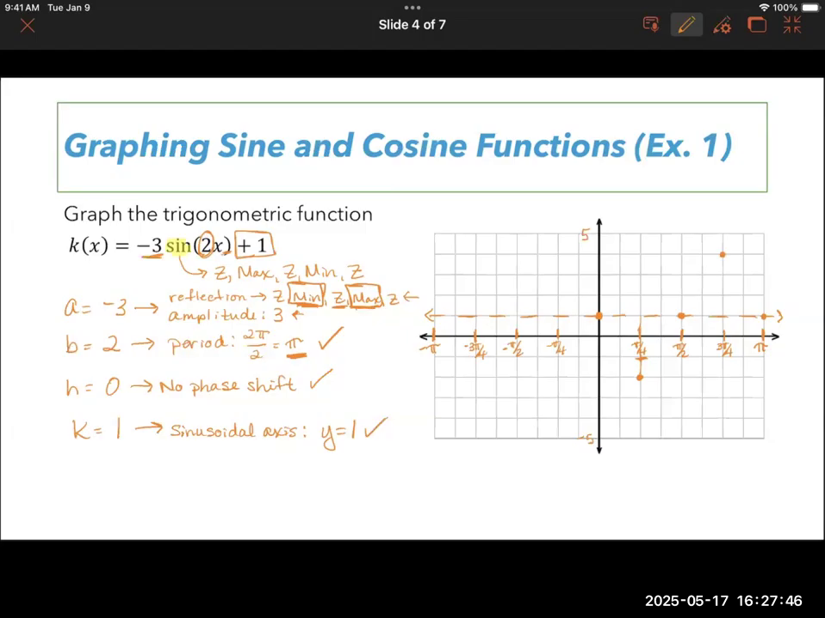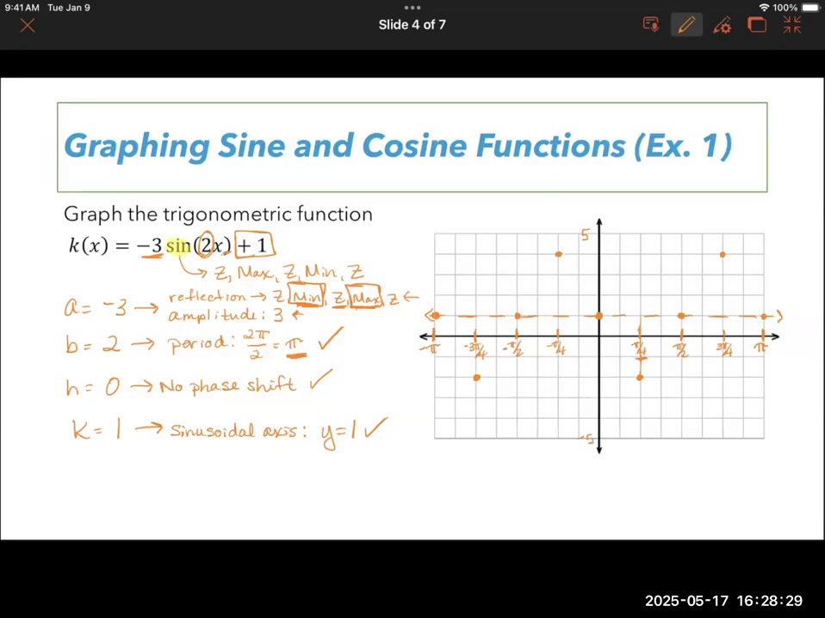Now, to the left of my y-axis in the negative direction, I just continue the pattern. But keep in mind, that means the pattern is that I will be going up if I go from right to left. So from left to right, I went 0, min, 0, max, 0. But now if I'm going to go right to left, I need to go the opposite direction. So I'll be going 0, max, back to 0, down to a min, and then back to 0. And that will give me what we call 2 full periods of graphing, which is usually what's expected.